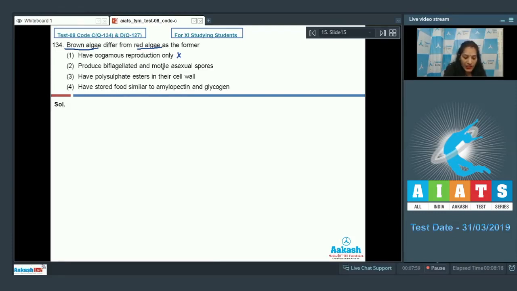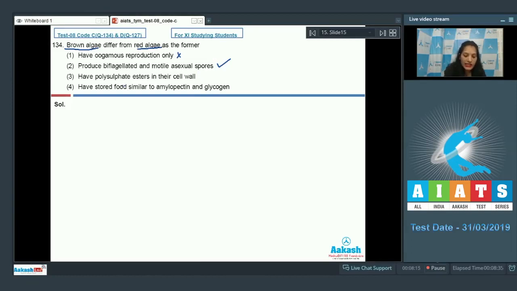Second, produce biflagellated and motile asexual spores. Yes, motile stages or the motile spores are absent in red algae. They don't have motile spores, motile gametes. They lack motile stages. Hence, this is correct.